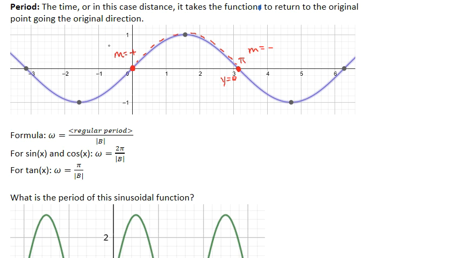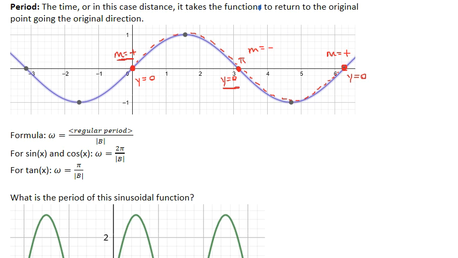Okay, so what I mean by the period, it's the time or the distance that it takes the function to return to the original y value with the original slope direction. All right, so we're trying to return to y equals 0 where the slope is positive. So we continue following our graph and we end up here at 6.28 and change. There's where y equals 0, and of course our slope is positive because we are moving up again.